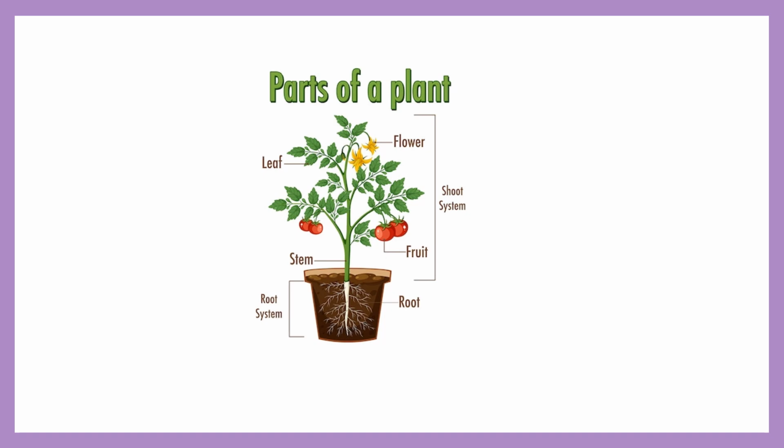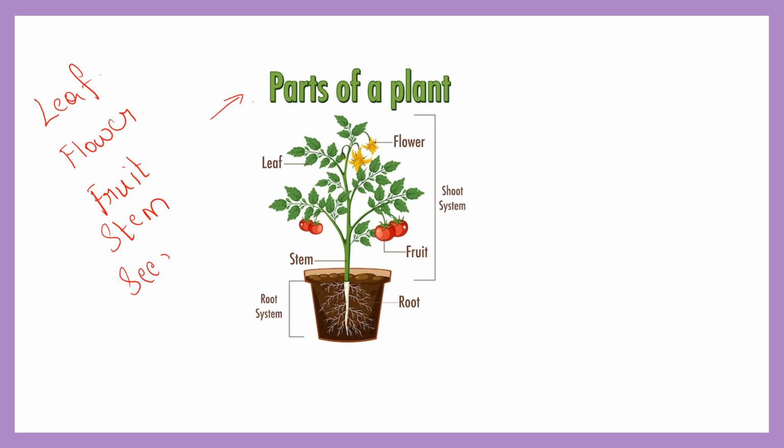Today we shall continue chapter plants. We shall look into the parts of a plant. So what are all the parts of a plant? Yes, it's leaf, right? Flower, then fruit, stem, yes, seeds too, and then roots, right?